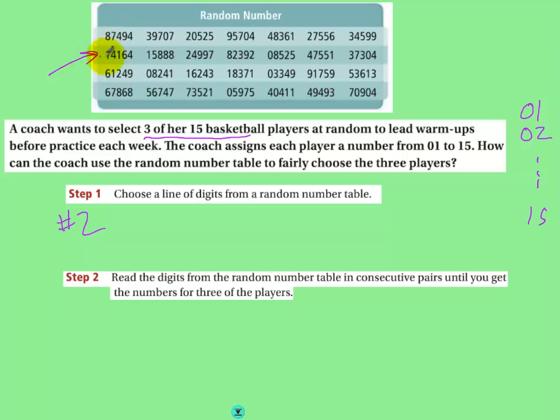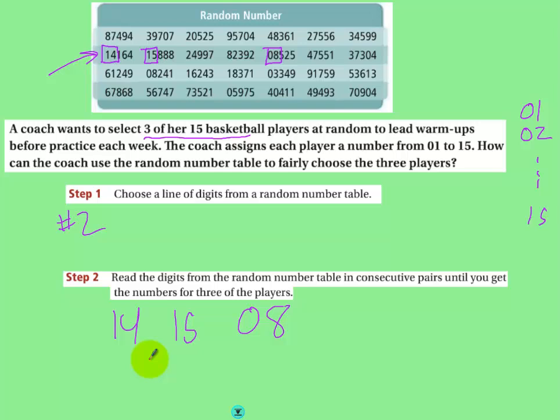So if I'm reading this line right here, the first is 14, well, there's player number 14. So that'd be the first pick. And I keep going, oh, player number 15. And then I keep going. It's a 2-digit pair, so I can't just say, oh, I see number 8, player 8. No, it's 08. So I keep going, and I don't see anything. I say, oh, wait, there's 08. So that person gets picked. So the 3 numbers, and everyone is assigned a 2-digit number. Those are the 3 people I picked.